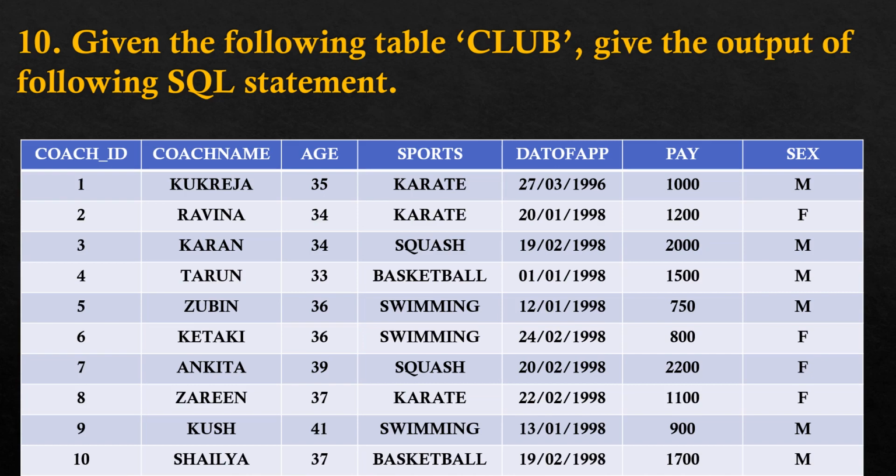Now consider this table club, and we have to consider this table to give the output of the following SQL statements. So this table club is having some columns like coach ID, coach name, age, sports, date of appointment, pay and sex. And there are 10 rows having different values.